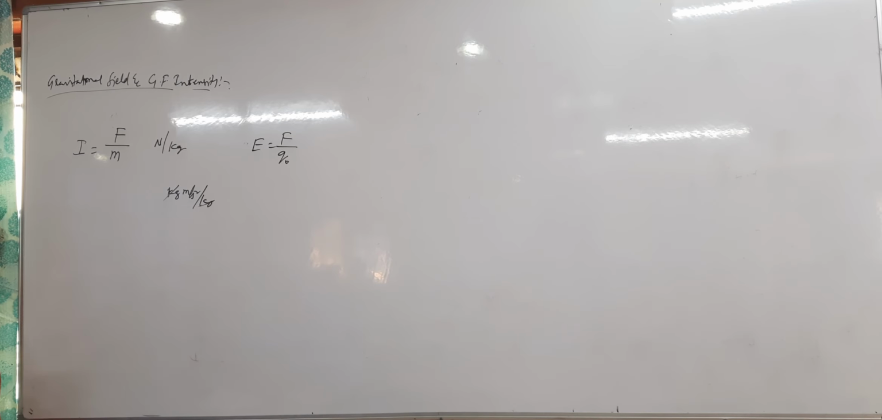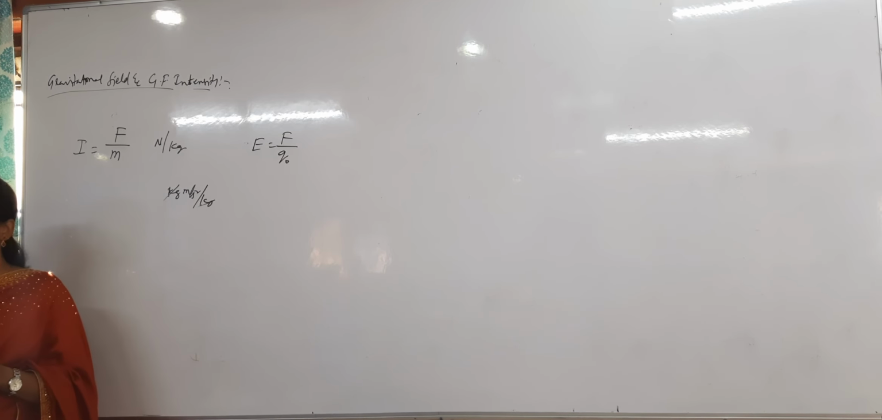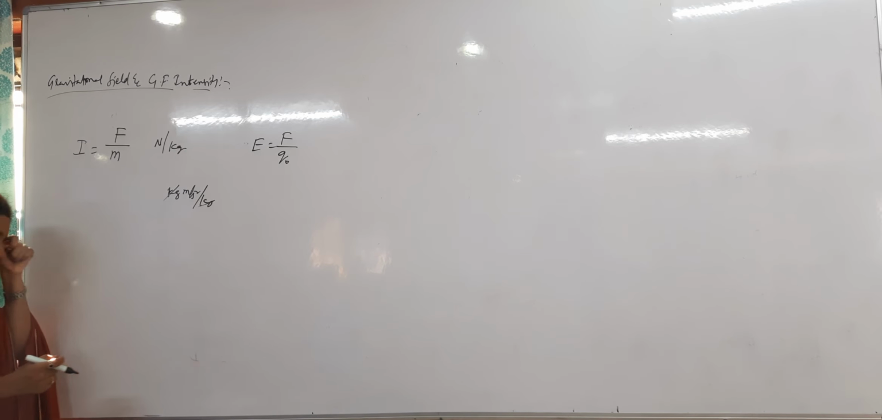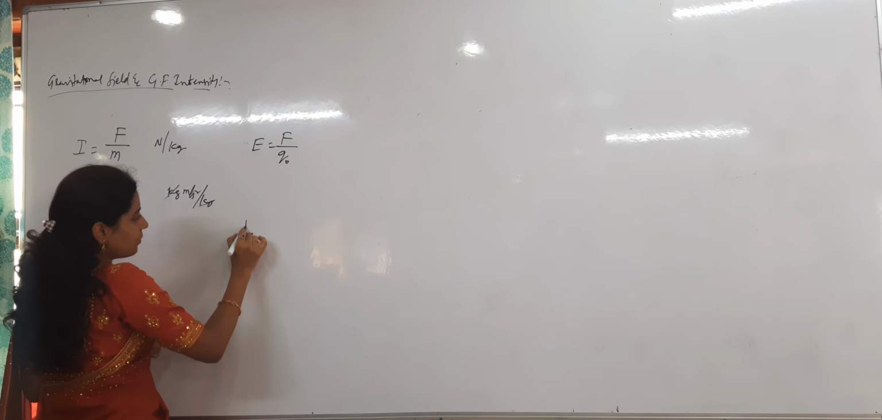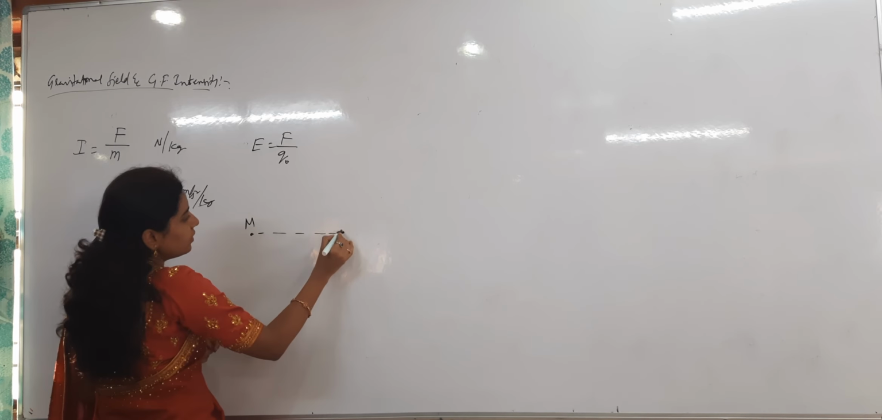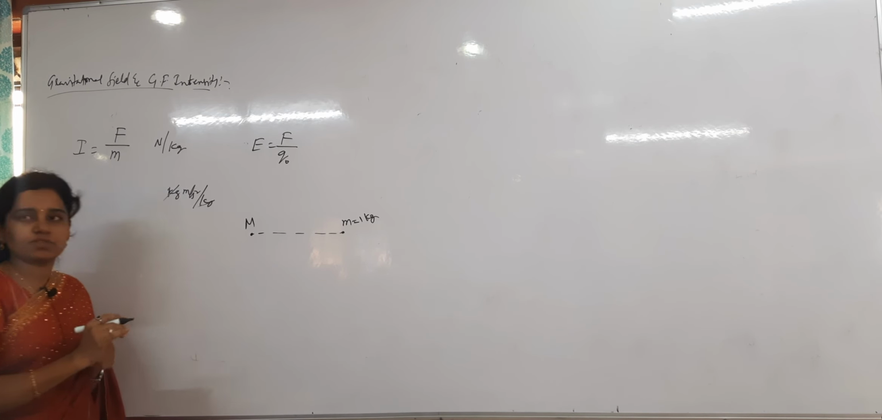Now I is equal to F by m. The gravitational force acting upon a unit test mass, we know it as the gravitational field intensity. The electric force acting upon a test charge is called the electric field intensity. Now I is equal to F by m, I have taken. Now I have a reference mass M, and at a distance r, a unit mass is there. Unit mass is nothing but m equal to 1 kg that we have to consider.